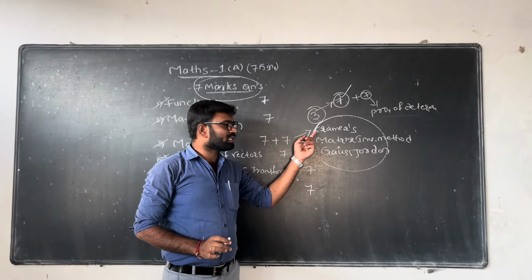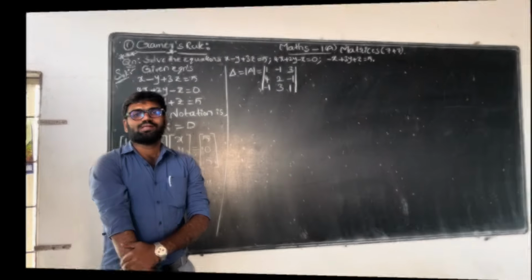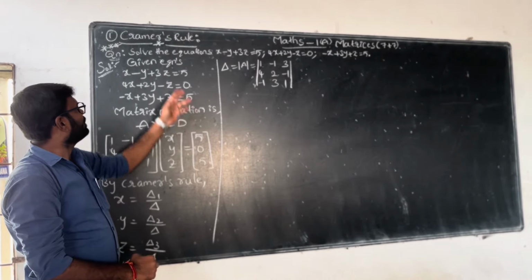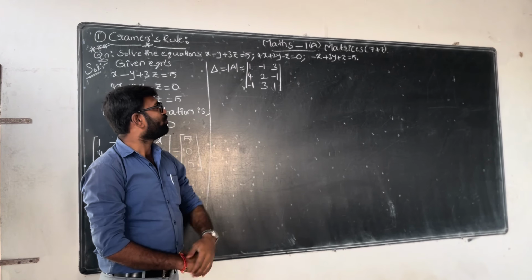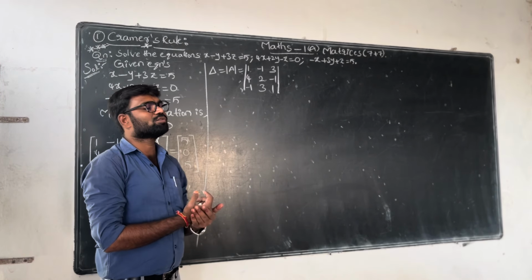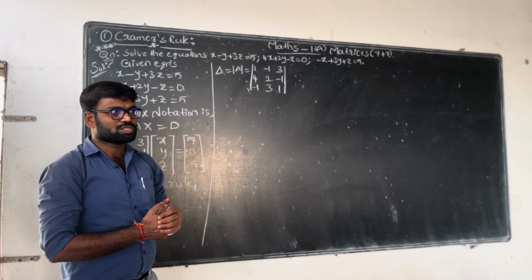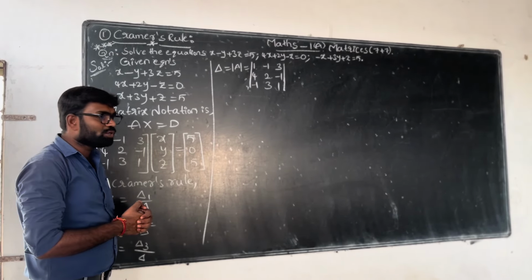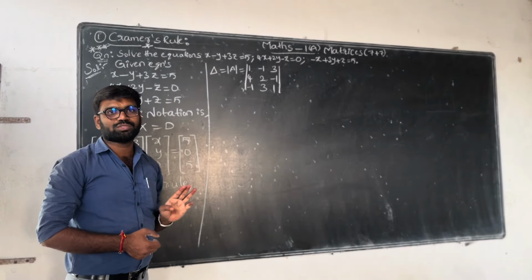Now we are discussing one most important 7 mark question, Cramer's rule. So here we have the question: solve the equations x minus y plus 3z is equals to 5, 4x plus 2y minus z is equals to 0, minus x plus 3y plus z is equals to 5. You need to solve the given equations by using Cramer's rule. Solving means you need to find the x, y, z values.